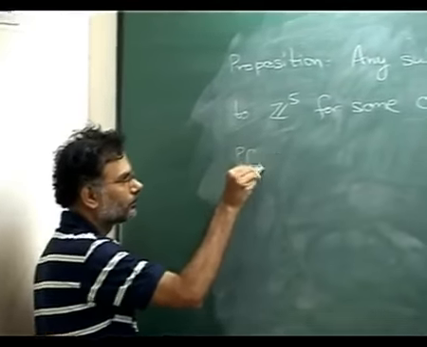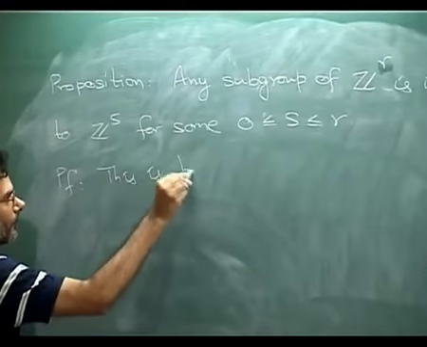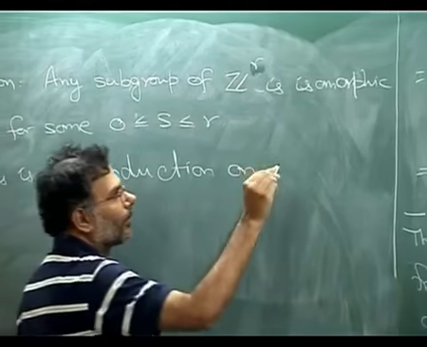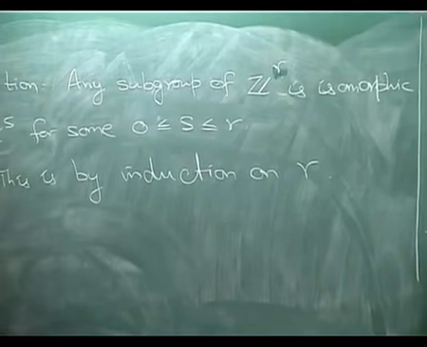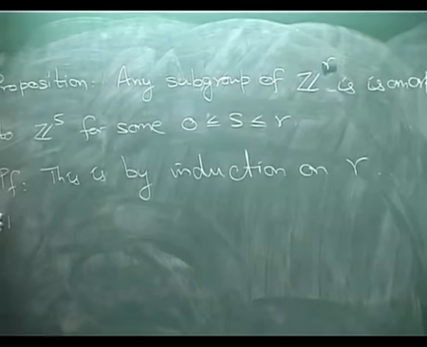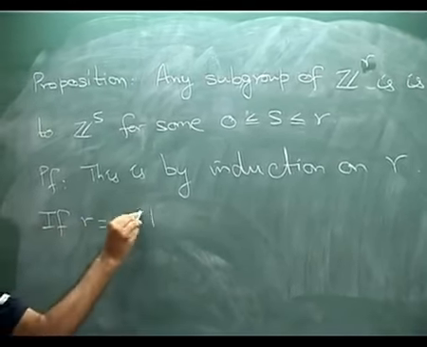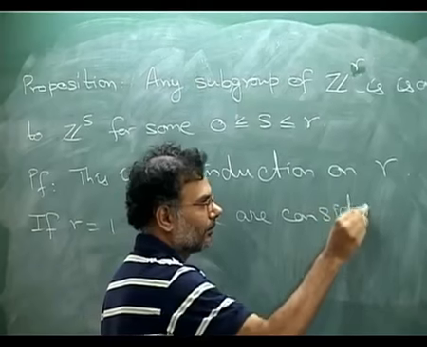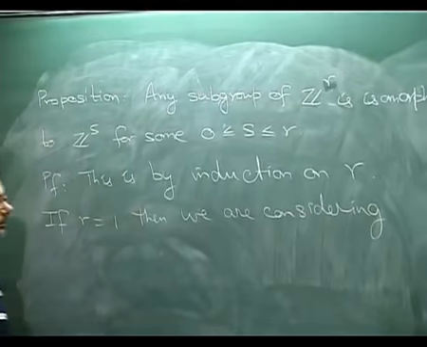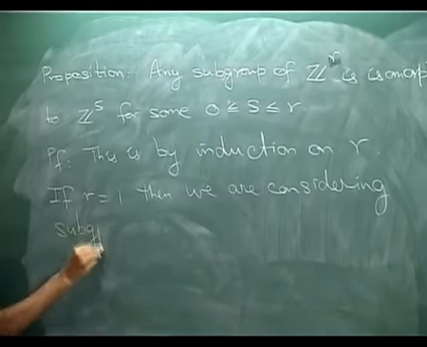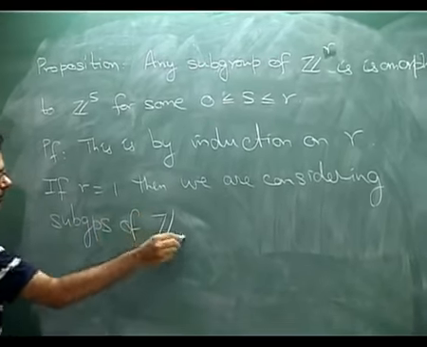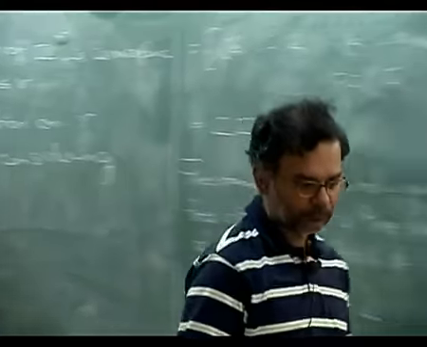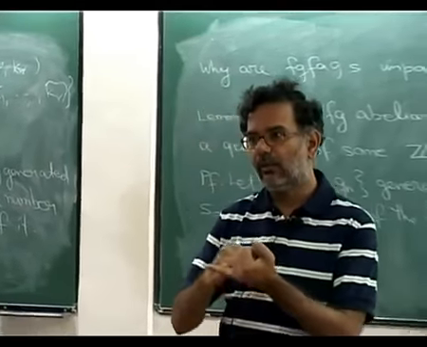So proof, this is by induction on r. Right? So first, suppose r is 1. If r is 1, then we are considering subgroups of Z. And what are the subgroups of Z? Z is a group under addition. What are the subgroups of Z? The subgroups are nZ. And the proof of that depends on what?